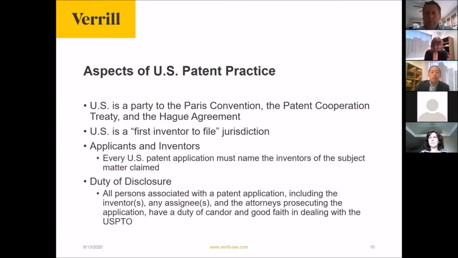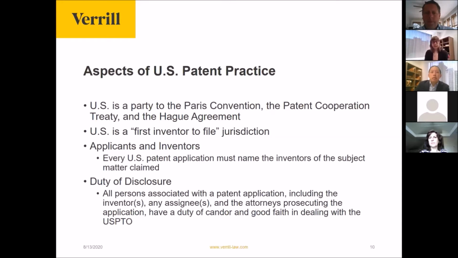The inventors are also considered to be the applicant of a U.S. patent application unless another entity is named as the applicant. So it's important to make sure that you pay attention to naming the proper entity as the applicant, often the company for which the inventors work. And in the U.S., it's a good idea to get an assignment from the inventors to their company and record that assignment at the U.S. Patent and Trademark Office.